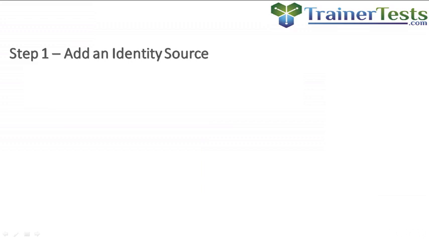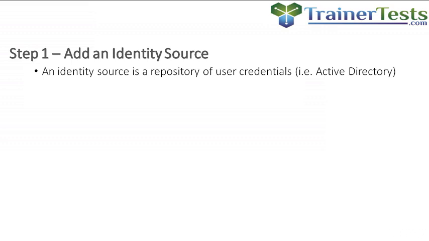So let's walk through the steps required to configure hybrid linked mode. First thing we need is an identity source. Right? This can be a repository of user credentials. Most commonly, we're going to be talking about Active Directory, although LDAP is an option as well.